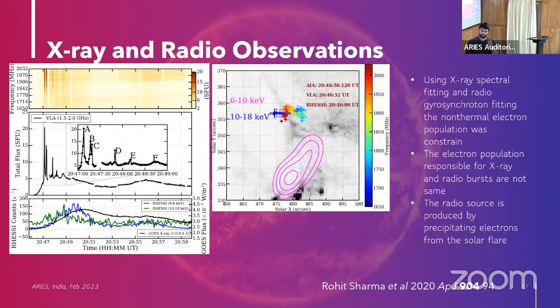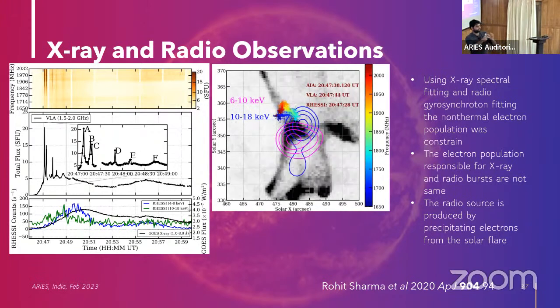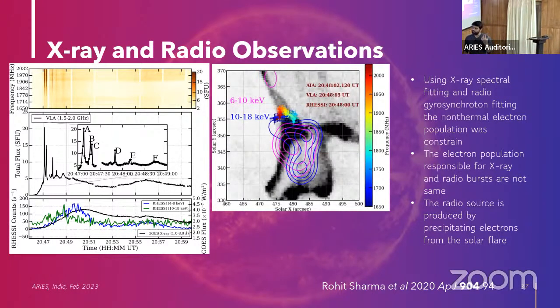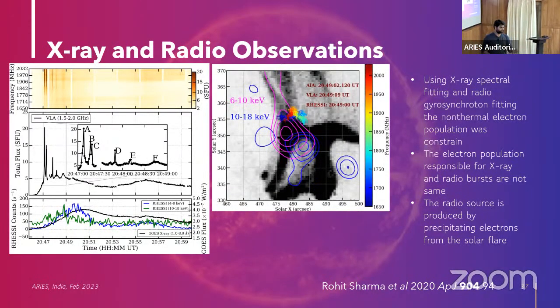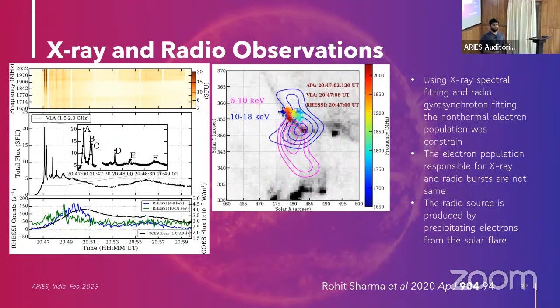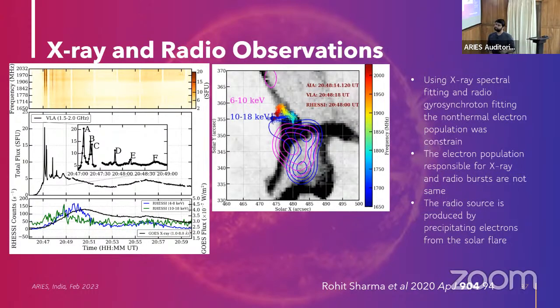when we constrain the parameters from X-rays and the radio, we find a drastic difference between them. So we conclude, based on the spatial temporal study and the spectral analysis, that these actually come from different electron populations, which are somehow produced from this particular pair in a different way. So that's that. This kind of study you can do with radio.